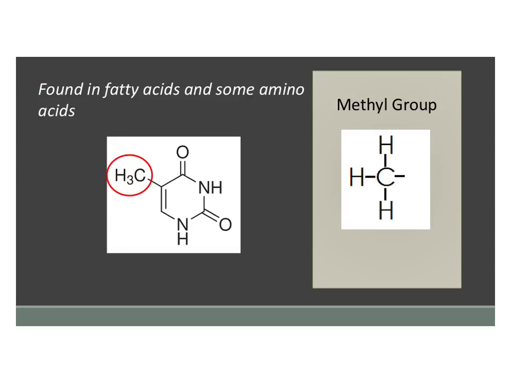Next is the methyl group. A methyl group is a carbon that's bonded all the way around with hydrogens, and then of course we've got this spare bond that's going to hook onto something else. The methyl group is found in fatty acids and in some amino acids, and we'll talk about a methyl group getting attached to DNA and what it does on the DNA and the RNA later in the year.